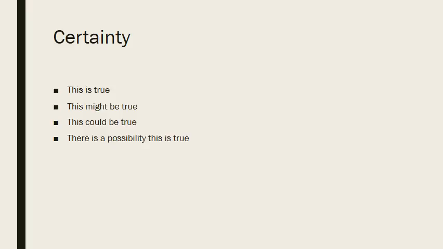When we talk about modality, we usually describe it using words like high and low. So applied to this situation, "this is true" we would say is a high level of modality. It's a high level of certainty. "This might be true" is probably still a higher modality, but it's not quite as high as it was before. We get into the lower end of the spectrum when we say "this could be true." And of course, when we start saying "maybe it's true" or "there's a possibility this is true," we're talking with a low level of modality or a low level of certainty.